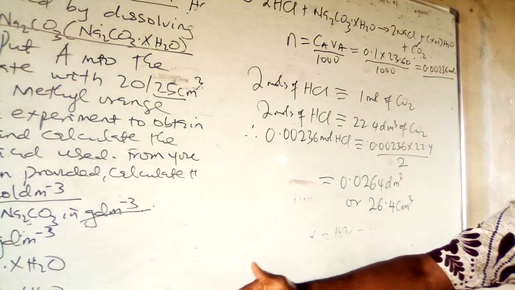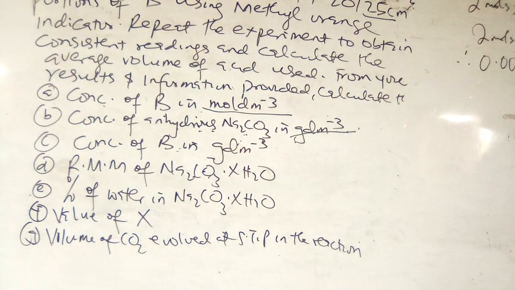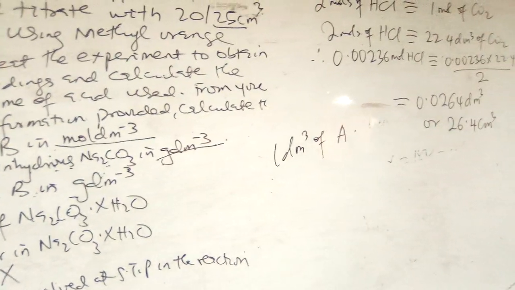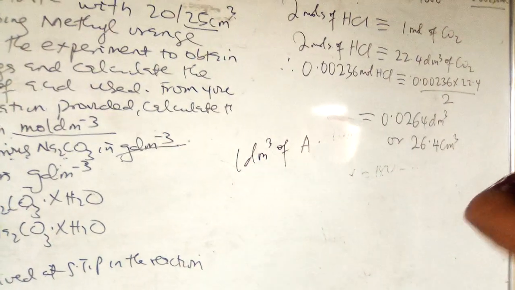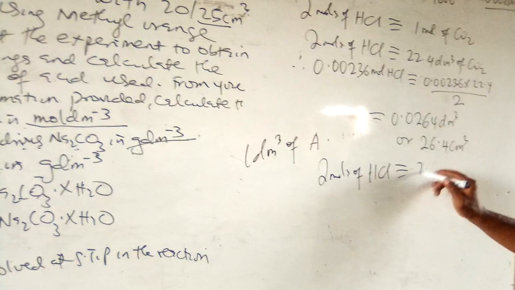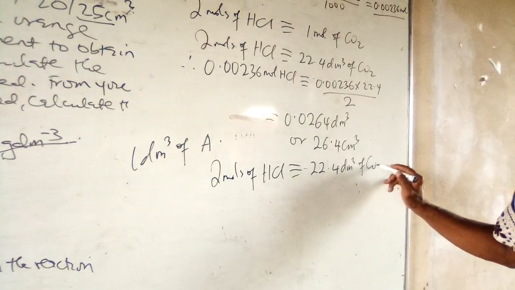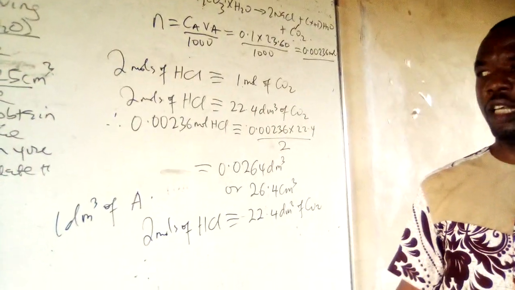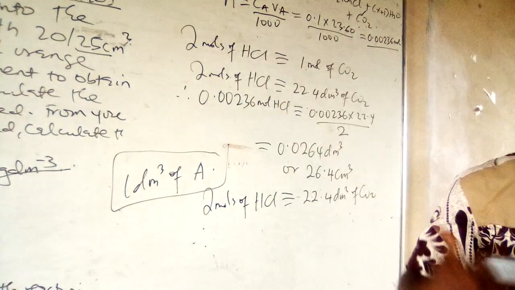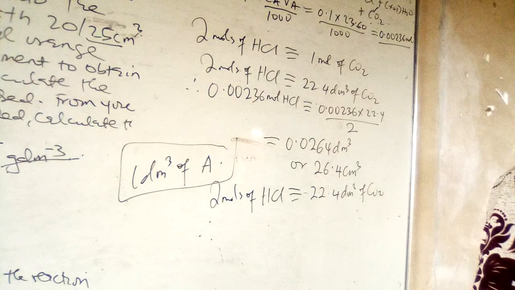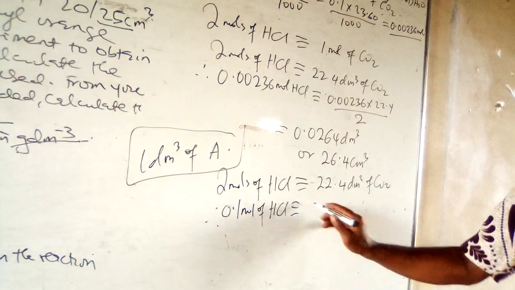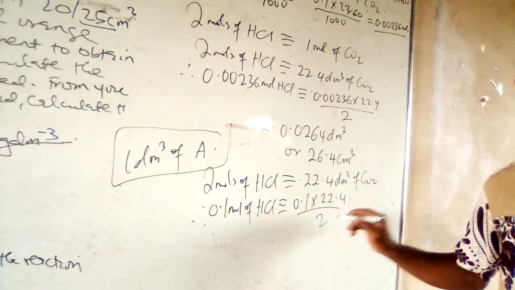Remember, this question is different from when they ask you to find the volume liberated by 1 dm cube of, let's say, solution A. It would be a different thing altogether. 1 dm cube, we are now assuming that 1 dm cube is what we use in the titration. So we're now going to have 2 moles of HCl equivalent to 22.4 dm cube of CO2, as we have above. Same statement we made here. Therefore, since the question is focusing on 1 dm cube of that acid used, you do not use this number of moles. Now you ask yourself, how many moles of that acid is inside 1 dm cube? That is the molar concentration, that is the CA. Now I say, therefore, 0.1 mole of HCl will now give you 0.1 times what? 22.4 over 2. That okay?